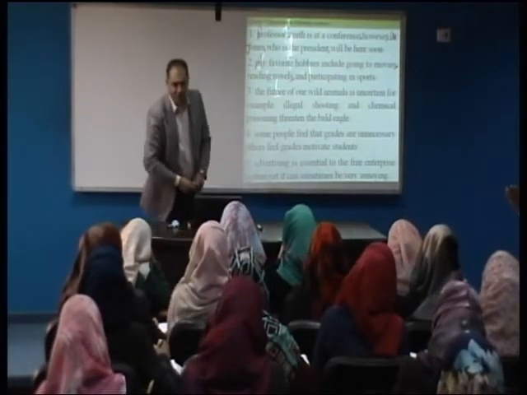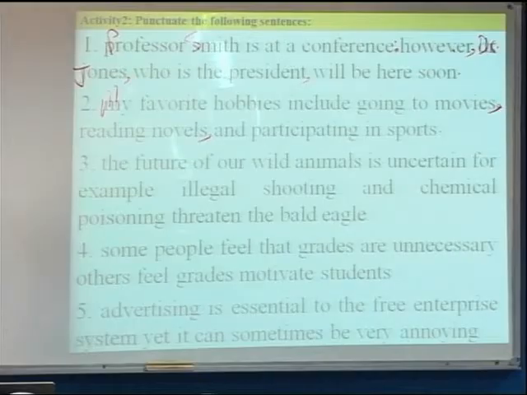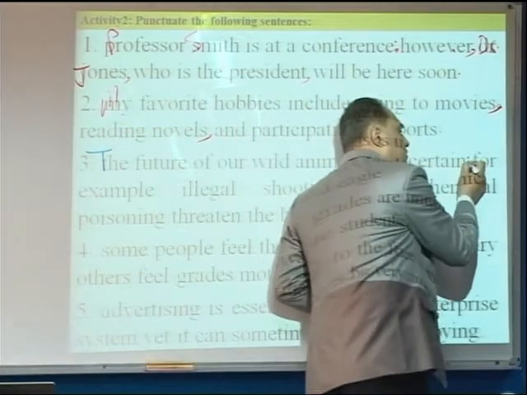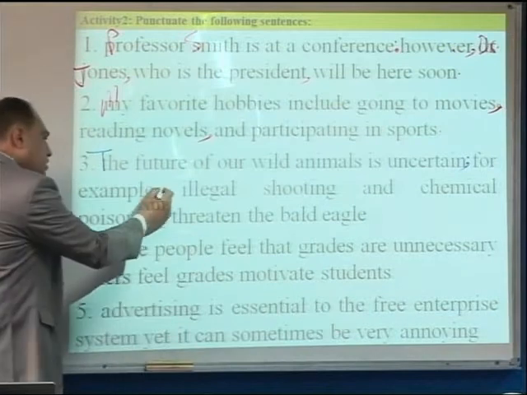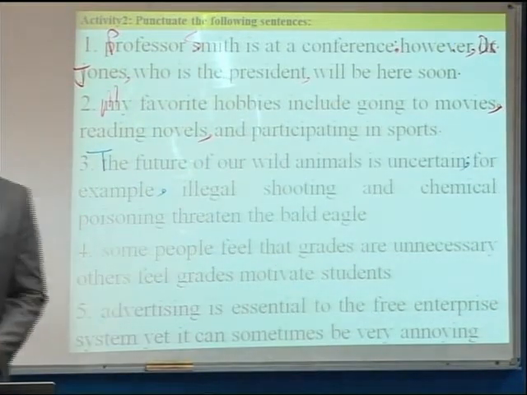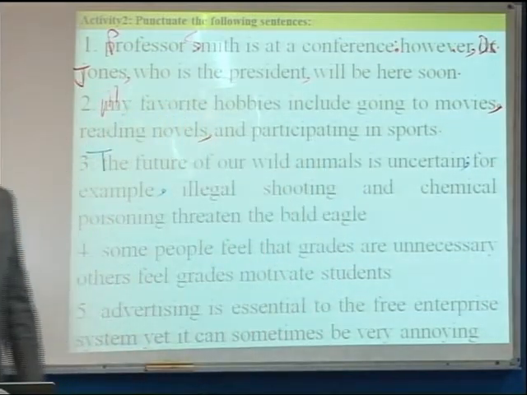Yes, please. The future of our wild animals is uncertain. Alright, so the future, T is capitalized. Yes, for example, we put the semicolon. Very good. So, semicolon, for example, illegal shooting and chemical poisoning threaten the bald eagle. For example, as in, have a full stop. Don't forget the full stop.